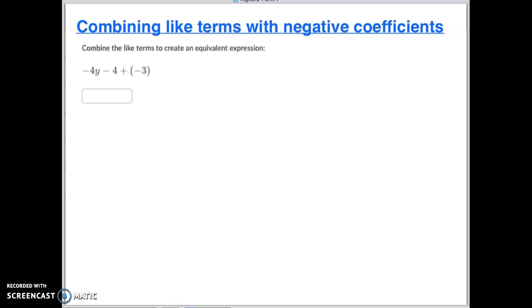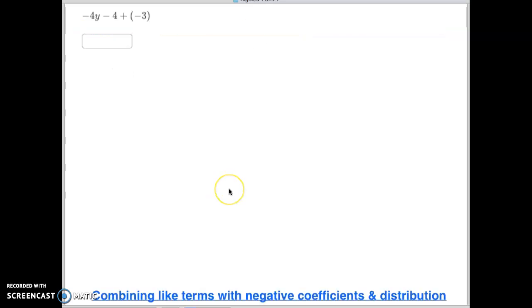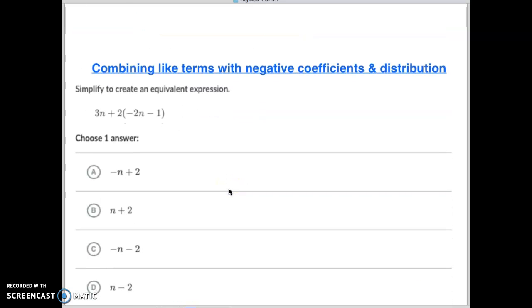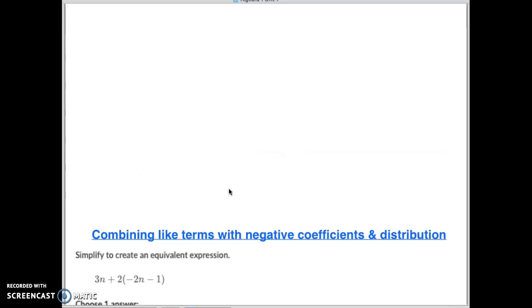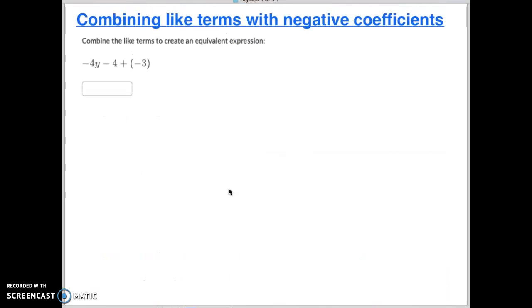Today we're going to cover two Khan Academy exercises. The first one is combining like terms with negative coefficients, and the second one will be combining like terms with negative coefficients and distribution. So let's get started here.